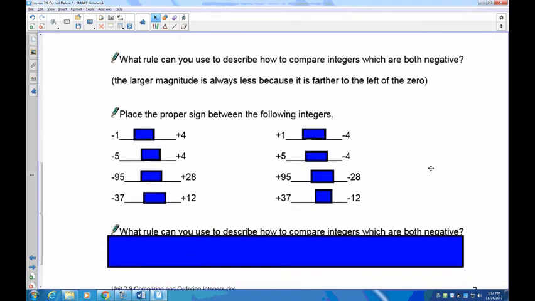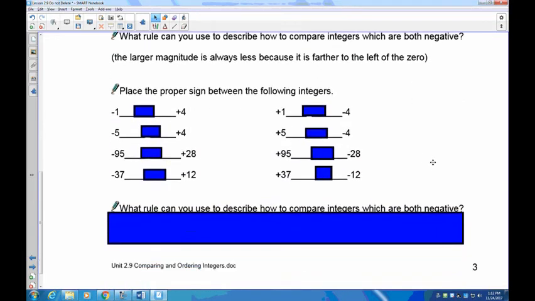Okay, so here are some mixed ones I want you to do. Okay, I want you to put the greater than or less than signs on these 8 blanks, please. So pause the recording and do that.